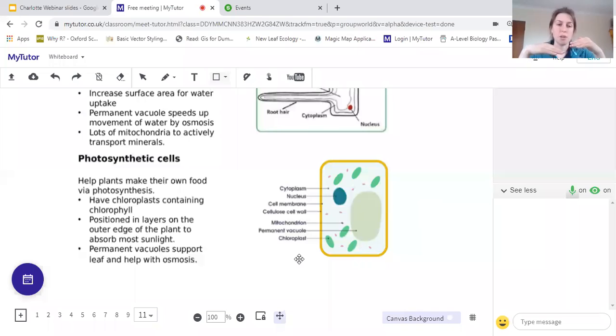Photosynthetic cells tend to be positioned in layers on the outer edge of the plant because they can absorb the most sunlight. So on the tops of leaves, for example. And as with all plant cells, they have a permanent vacuole which supports the leaf and helps with osmosis, the transport of water. Again, we'll go into more detail on that tomorrow. So 3 things for photosynthetic cells: chloroplasts in layers on the outside of the leaves, stem, and a permanent vacuole to help keep its shape.